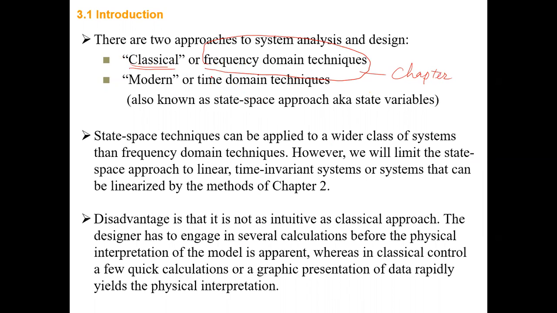Okay. Now instead of frequency, we are doing time now, right? So frequency is now time. In the time domain, we'll solve the similar problem again. That technique is now called the so-called modern technique. So mainly there are two techniques. One we call classical, the other one modern, right? And this technique is also called the state space approach.